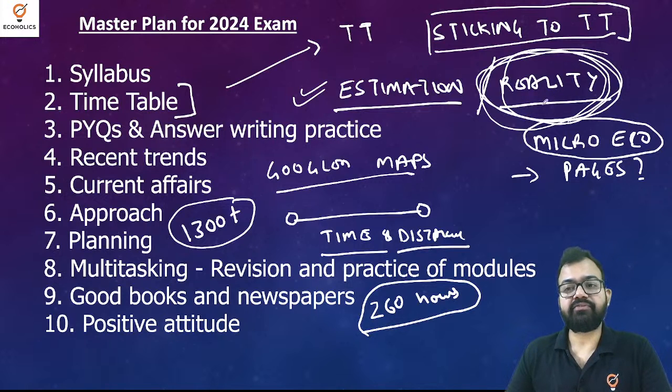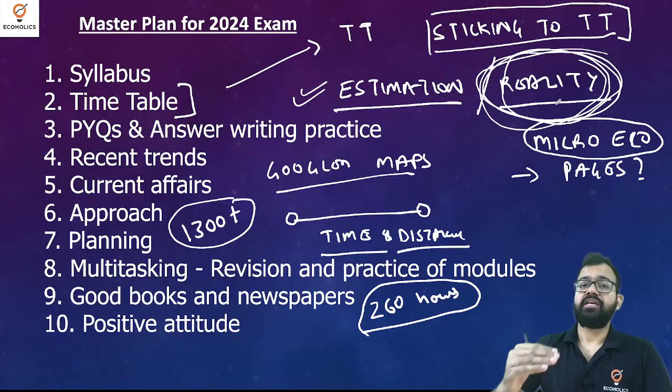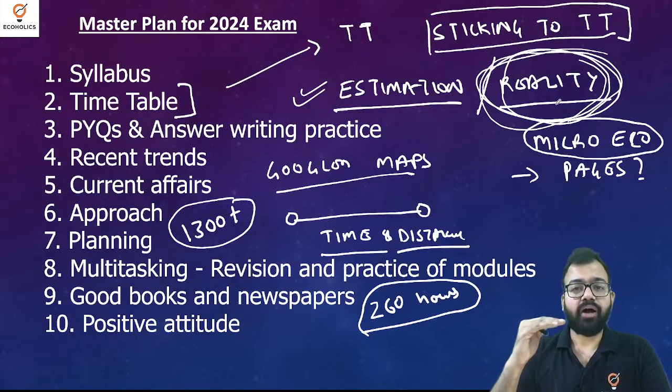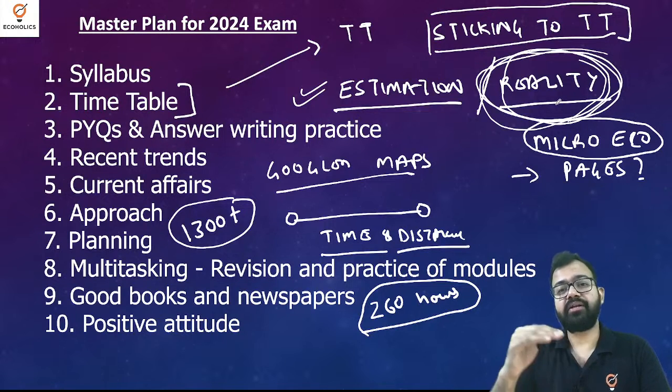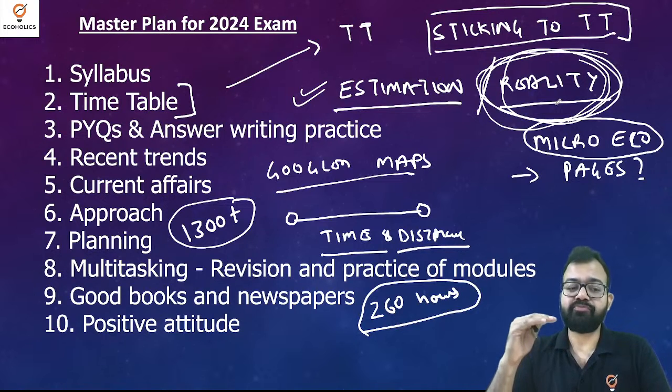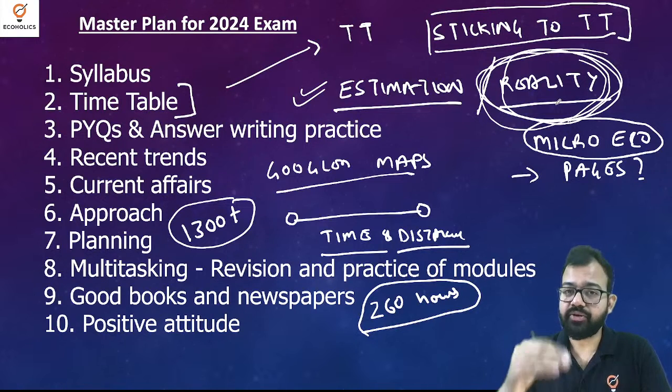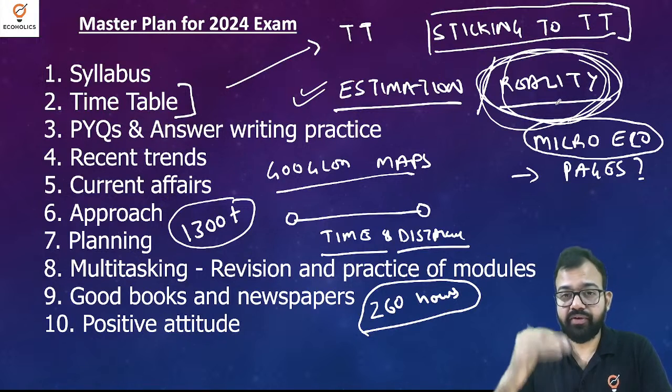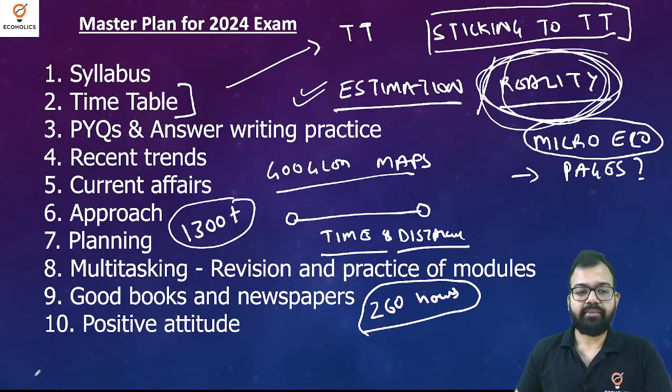Understand your capacity first. So for the next 7 days, you just study to understand your capacity. How many hours you can study, how many pages per hour you can study, how many answers you can write, how many times you can do revision. Okay. So whenever you are making a timetable, you have to keep this in mind.